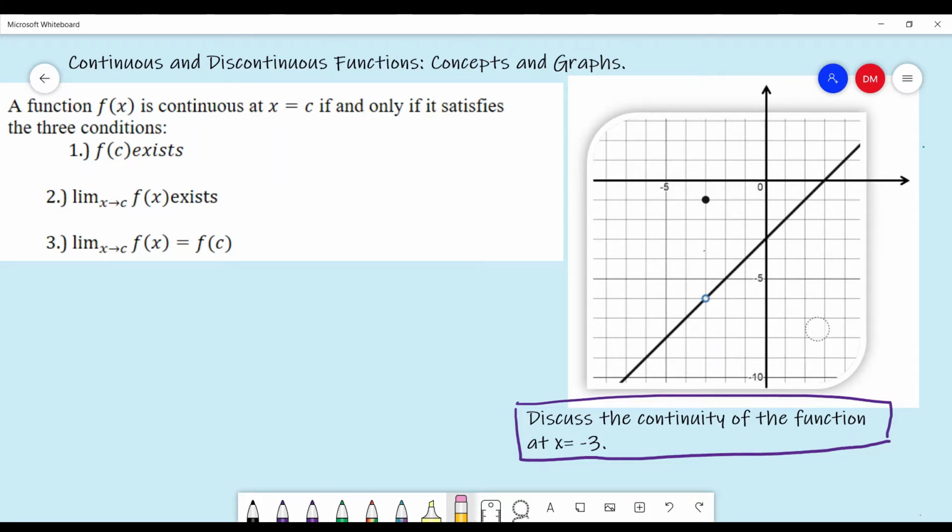So going back to the three conditions, number 1, f of c exists. So in this problem, we will have f of negative 3 from here. So what is the value of f of negative 3? At x equals negative 3, what is y? Let us see. That is negative 1. So negative 1 here. First condition, check. So going to condition number 2.